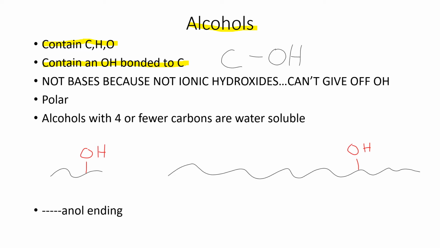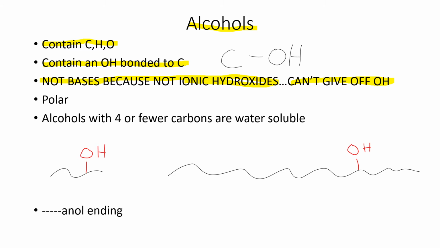Now, when you first look at an alcohol, you might be tempted because it looks a little bit similar to something we talked about in the previous unit. We talked about hydroxide ion a lot in the previous unit, that hydroxide ion is a strong base. That's what makes something basic. This is not a strong base. These alcohols are not bases because they're not ionic hydroxides. This molecule has no way of giving off that OH as an ion, so these are not basic at all.